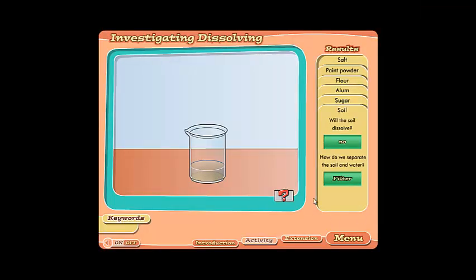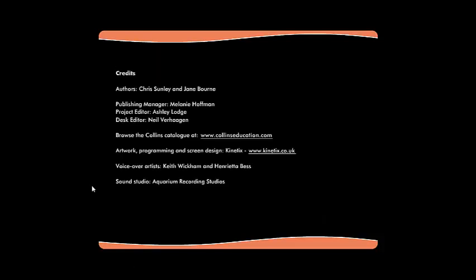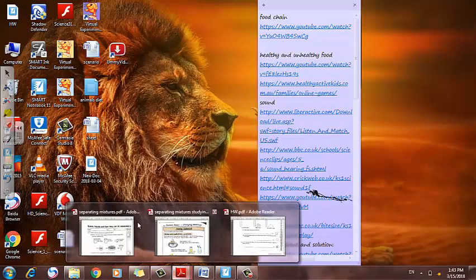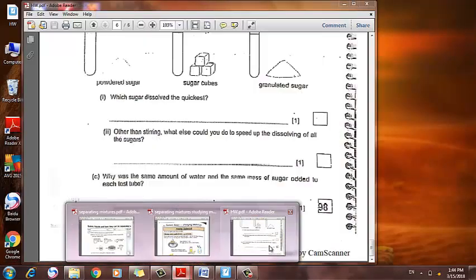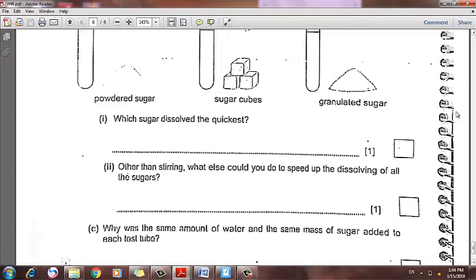Now let's move to some other. Would you like to exit virtual some experiments? Working sheets that we did in the class, or that we took as a homework? Okay.